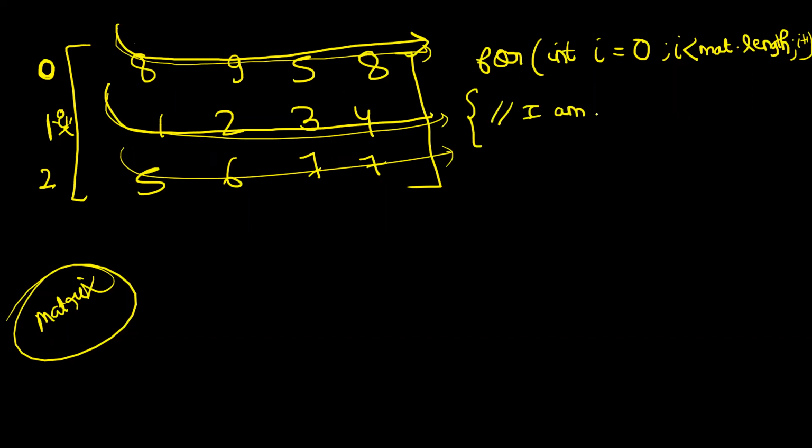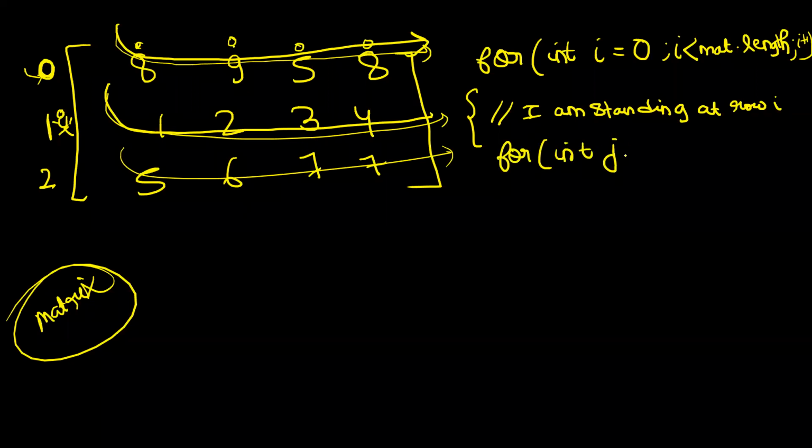Now, I am standing at row i, the row with index number i. Now what do I want to do? I want to iterate over the columns. Now I have to iterate through the columns one by one. So what will I do? Let us run another loop.